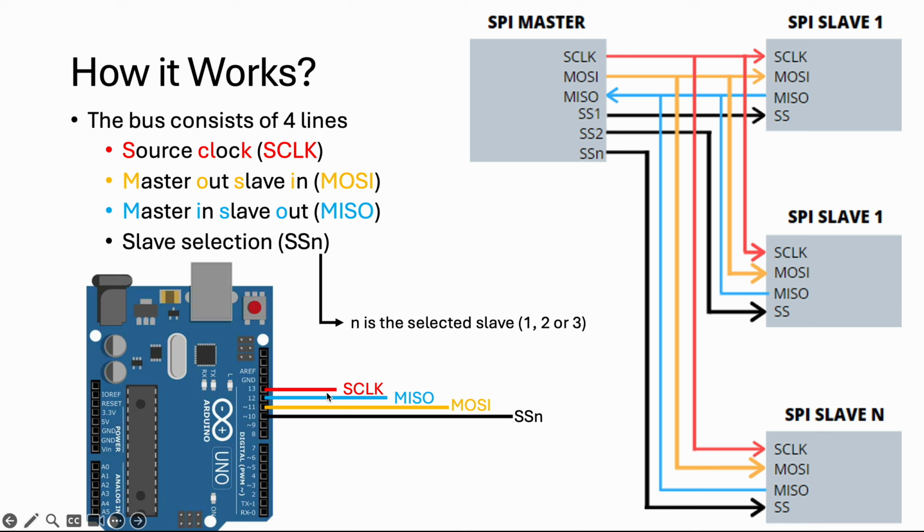In your Arduino, the serial clock is pin 13. MISO, master in slave out, is pin 12. Master out slave in, MOSI, is pin 11. And your slave select is pin 10. But if you need more slaves, you can use all the other digital pins. So you can use 9, 8, 7, 6, 5, 4, and so on, as many as you need in case you have more than one SPI slave device connected.